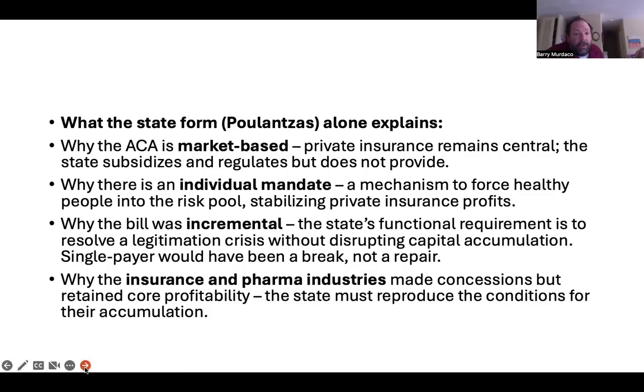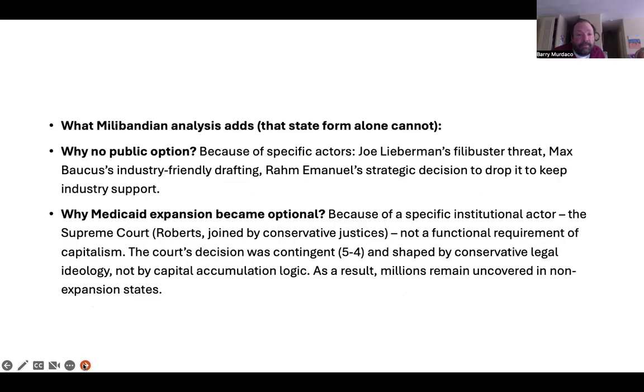What the state form alone explains: why the ACA is market based, why there is an individual mandate, why the bill was incremental, why the insurance and pharmaceutical industries made concessions, very limited ones, but retain core profitability. The state must reproduce the conditions for their accumulation. Miliband's analysis would add why there's no public option because of specific actors: Joe Lieberman's filibuster threat, Max Baucus's industry-friendly drafting, Rahm Emanuel's strategic decision to drop it to keep industry support.